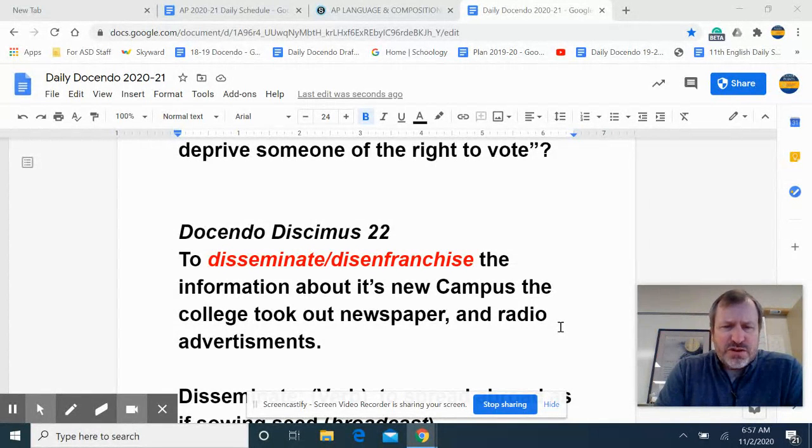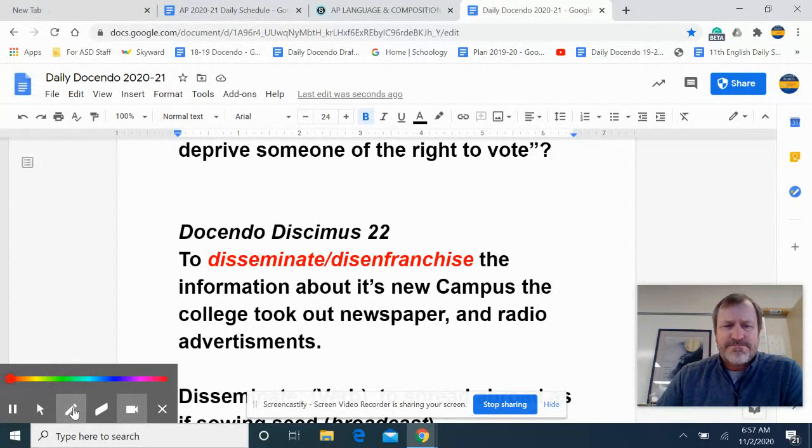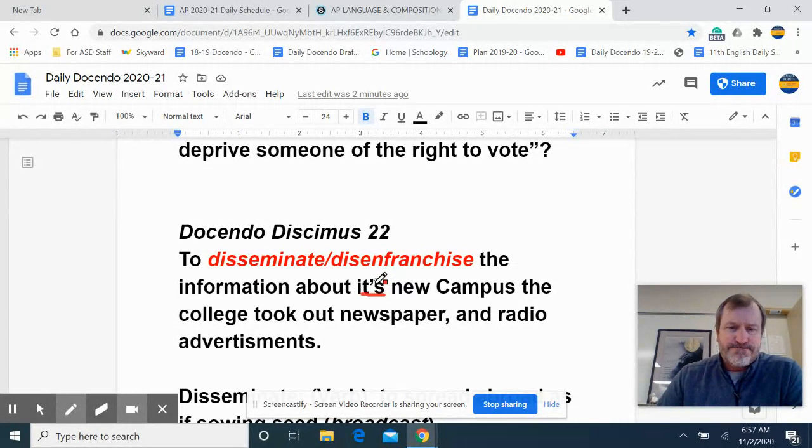To disseminate the information about it's new campus, the college took out newspaper and radio advertisements. So we open up here with a verb, to disseminate the information about its new campus. Again, always check this it's. When it has an apostrophe, it's a contraction. When it doesn't have an apostrophe, it's possessive. So are we saying about it is new campus? No. We're talking its new campus. Because it's a pronoun, we do not need to use an apostrophe to show possession. So no apostrophe there.